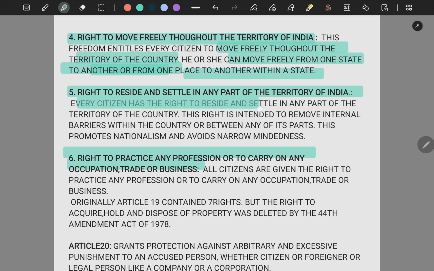And then every citizen has the right to reside and settle in any part of the territory of the country. This right is intended to remove internal barriers between any parts of the country. This promotes nationalism and avoids narrow-mindedness. It is an initiative. The lawmakers, the founding fathers, felt that if people settle in different parts of the country, it would remove these internal barriers, promote nationalism and avoid narrow-mindedness. So that was what they believed, and that's why they gave the right to reside and settle in any part of the territory of India.